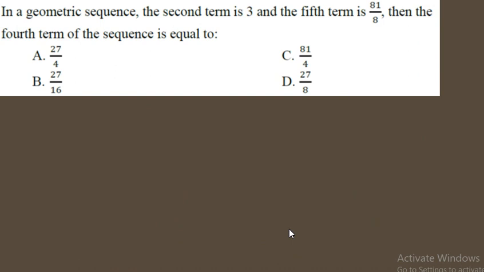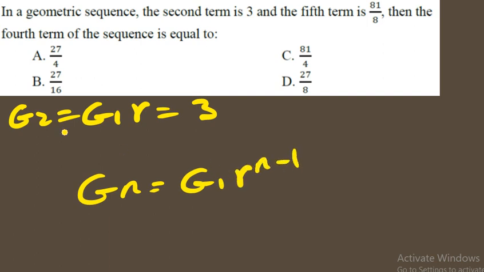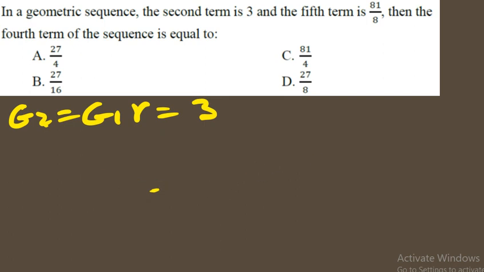Next one, in a geometric sequence, the second term is 3 and the fifth term is 81 over 8. The second term is G2. G2 means G1 times R, which is given to you as 3, because remember, Gn means G1 times R to the power of n minus 1. So when I say 2, 2 minus 1 will be 1. That's why I wrote just R. And what's the other given? The fifth term, G5, means G1 times R to the power of 4. This is given as 81 over 8.